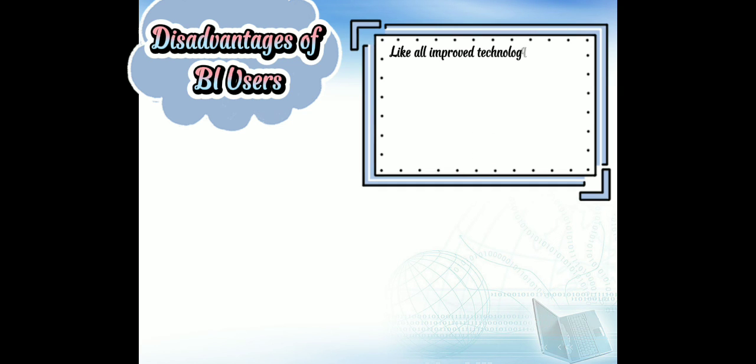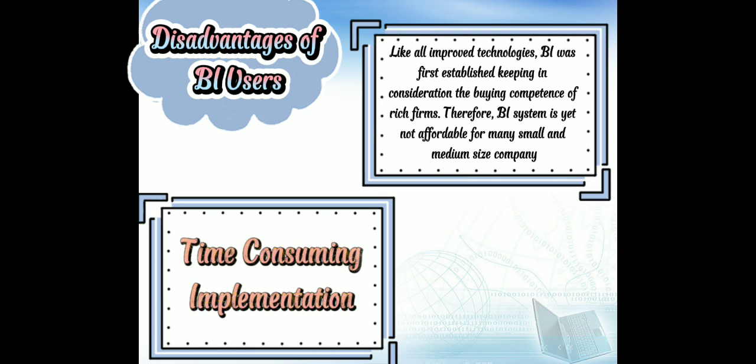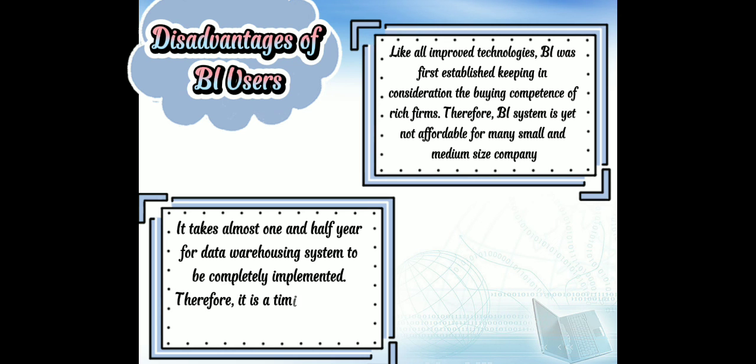Limited use. Like all improved technologies, BI was first established keeping in consideration the varying competence of rich firms. Therefore, BI systems are not yet affordable for many small and medium-sized companies. Time-consuming implementation. It takes almost 1.5 years for a data warehousing system to be completely implemented. Therefore, it is a time-consuming process.